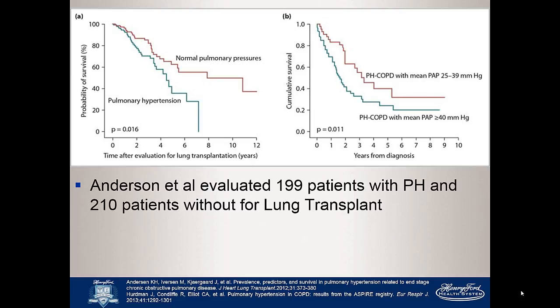Looking at a few more studies, again involving lung transplant patients, we're looking at 199 patients with PH, 200 without, that were evaluated for lung transplant. That's the survival curve on the left there. And again, you can see there's a major difference, even at a few years out, between the people of normal PA pressures and pulmonary hypertension. If you stratify out the patients with the most severe pulmonary hypertension, again, a big difference.